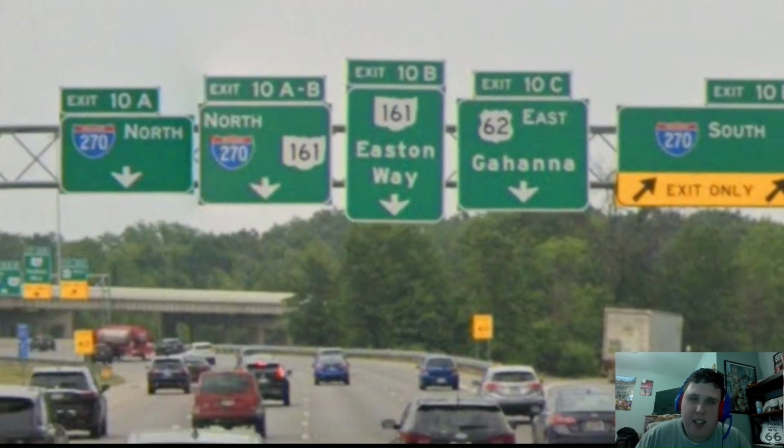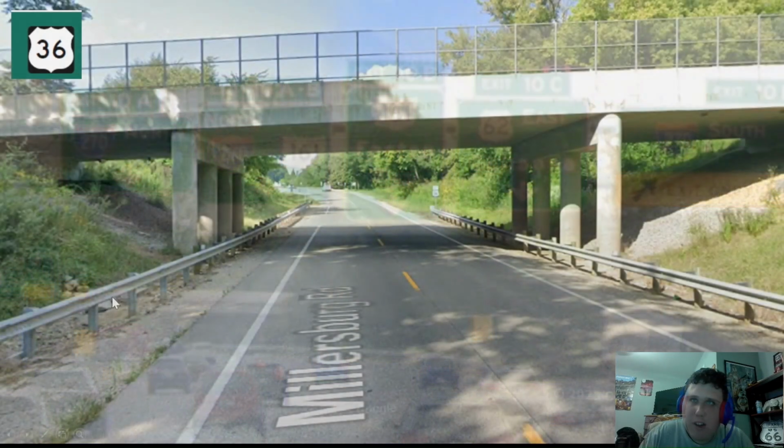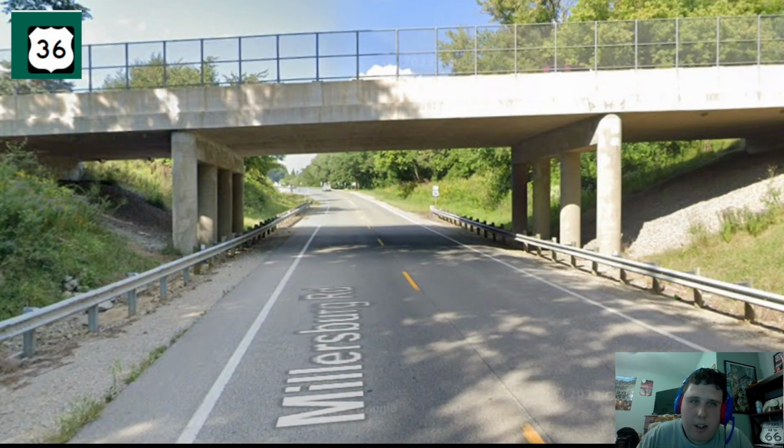And at the end of 670, we meet Interstate 270, and 62 has its own exit for Gahanna, while 270 gets no control cities. Here we are having no access to US Highway 36, but you can indirectly get to US 36 by some back roads.